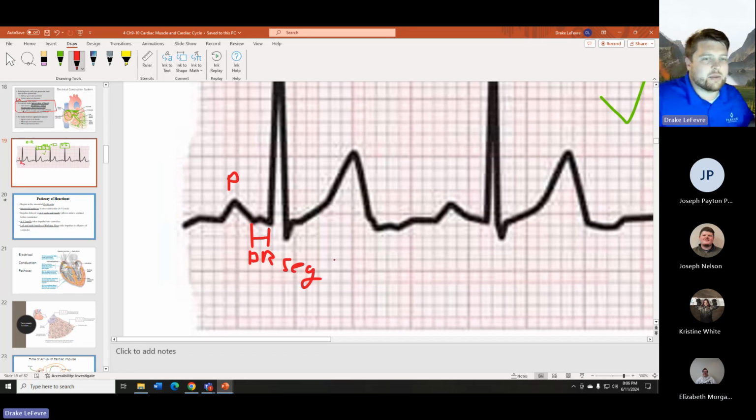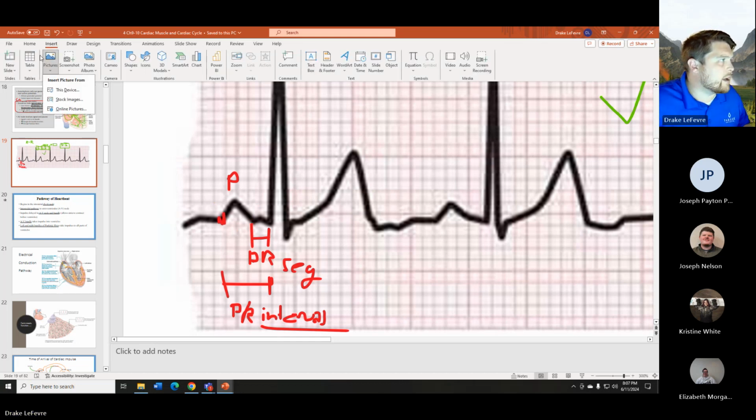Trick of remembering segments versus intervals. Segments do not include either of the waves that they're referencing. Intervals include the wave that's behind. So from the beginning of the P wave to beginning of R wave is the PR interval. So segment does not include either of the waves. The interval includes the wave in the back. Okay.